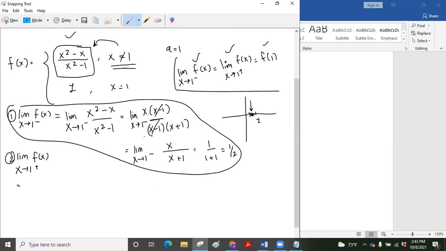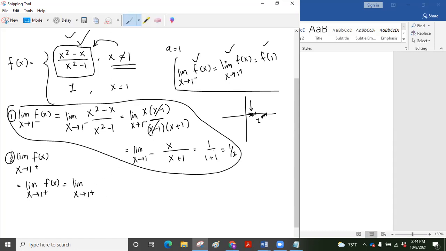If I'm coming from the right, that means I'm coming from values that are not 1. So I'm going to choose this function, because it says if your x values are not 1, use this function. So this is the same thing as the limit as x approaches 1 from the right of x squared minus x over x squared minus 1. But I know if I put in 1 now, it's going to be a problem. So I'm going to have to factor.